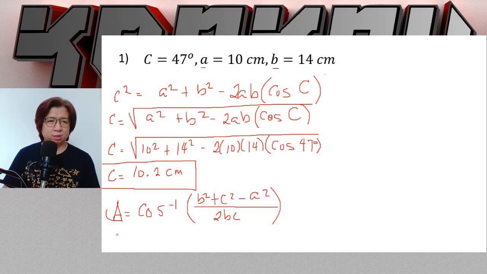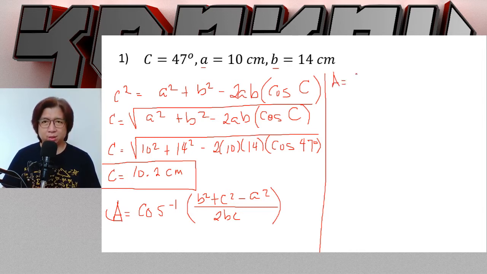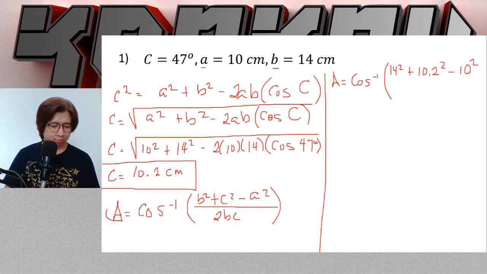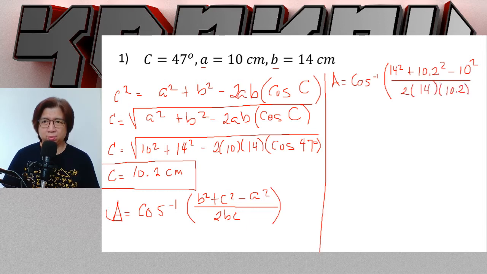Let us substitute the values. Angle A is equal to shift cosine of 14 squared plus 10.2 squared minus a squared, which is 10 squared, all over 2 times 14 times 10.2. Using your scientific calculator, our angle A is 45.5 degrees.